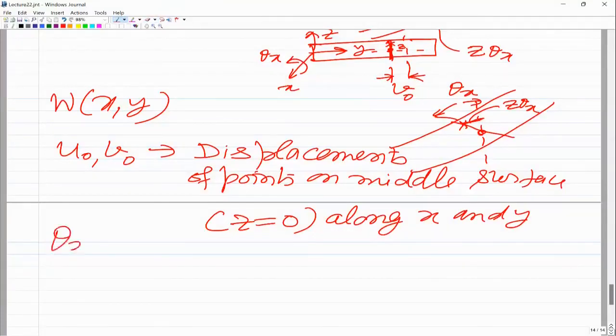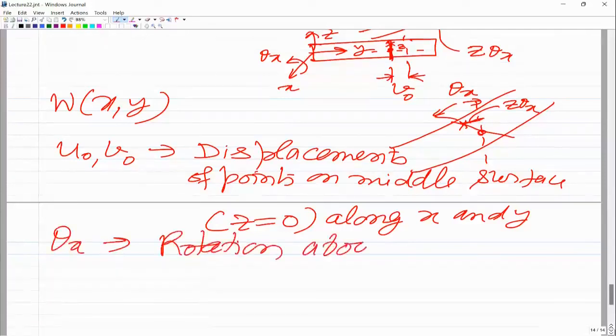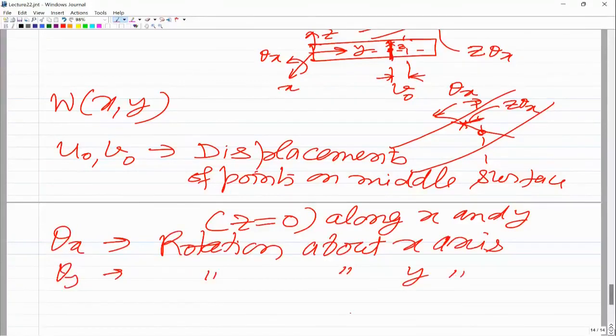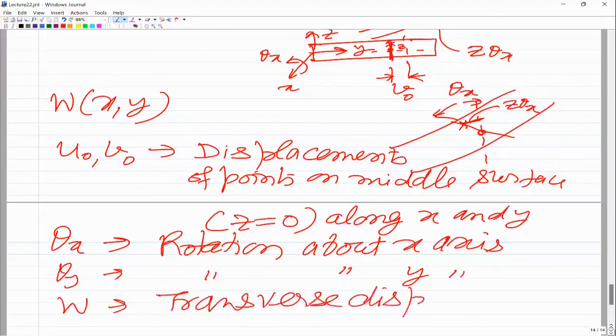And theta x here, keep in mind, very important, is the rotation about x-axis. So rotation of the normal about x-axis, and theta y is rotation about y-axis. And w, of course, is the transverse displacement along z direction.